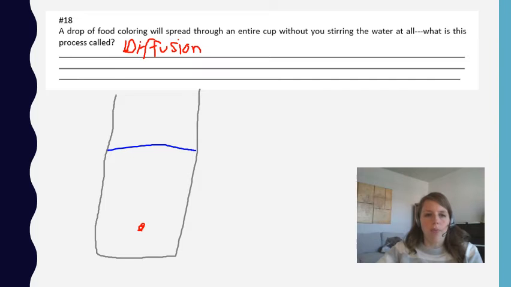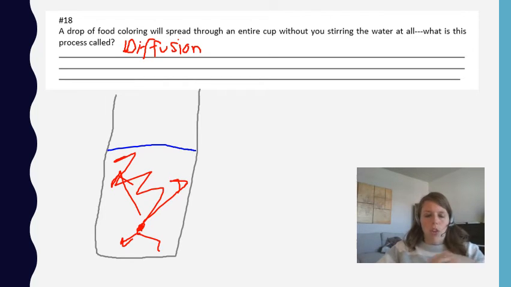D-I-F-F-U-S-I-O-N, diffusion. Now, what diffusion says is that particles or molecules move from an area where they are highly concentrated to an area where they have low concentration. So when I drop that red food coloring in my cup, it's highly concentrated right there in the cup. So now it will diffuse everywhere into the cup.